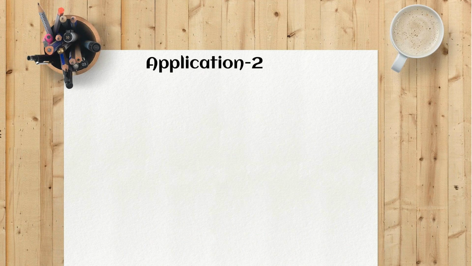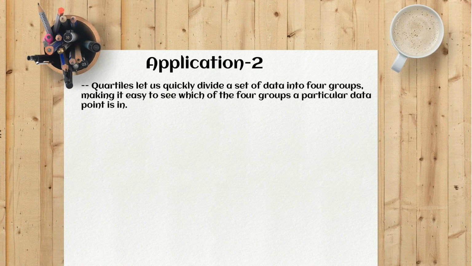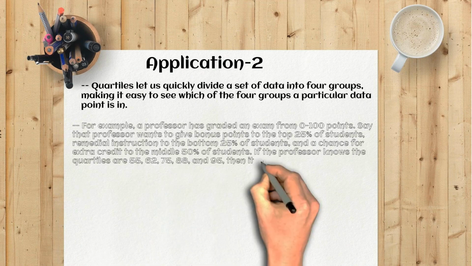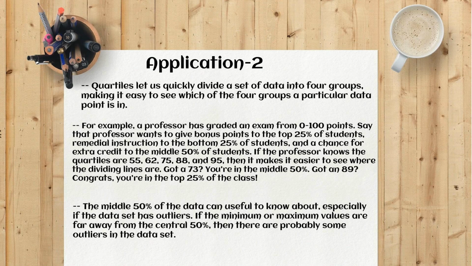Application 2. Quartiles let us quickly divide a set of data into 4 groups, making it easy to see which of the 4 groups a particular data point is in. For example, a professor has graded an exam from 0 to 100 points. Say that the professor wants to give bonus points to the top 25% of students, remedial instruction to the bottom 25% of students, and a chance for extra credit to the middle 50% of students. If the professor knows the quartiles are 55, 62, 75, 88, and 95, then it makes it easier to see where the dividing lines are.